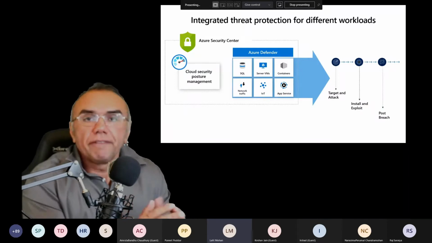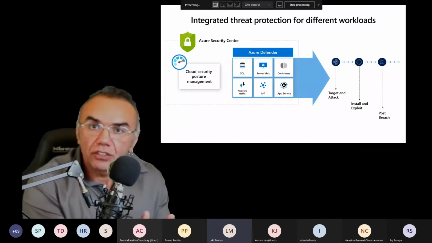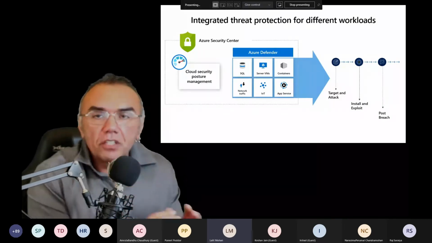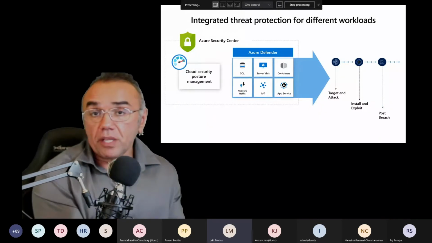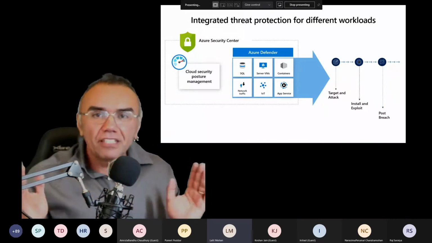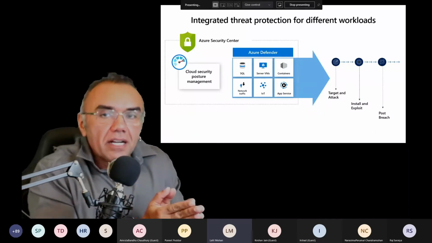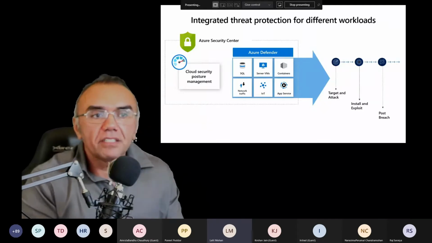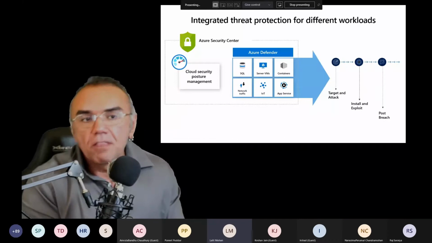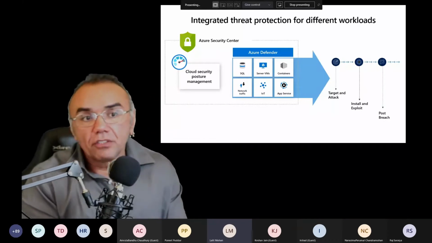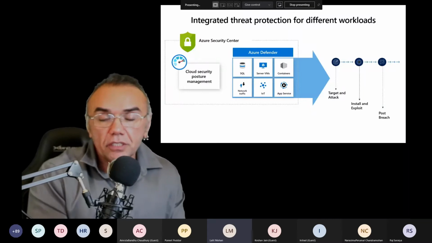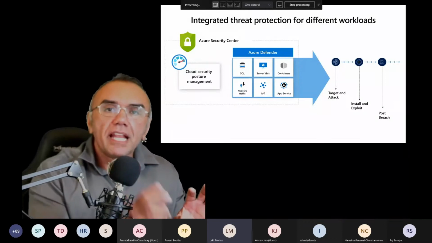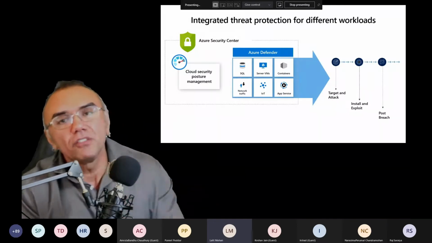We want to ensure first that each workload has its own threat detections that were built by security researchers who were looking at specific scenarios for each workload, and that the threat detection is built thinking of the timeline of the attack. The ideal scenario is that you are able to see attackers right at the beginning of the campaign, for example, the target and attack phase. Or you can also have threat detections on the installation and exploitation, and post-breach. Anyway, you need to have threat detection built specifically for the workload, and those threat detections need to be able to identify each phase of the attack.